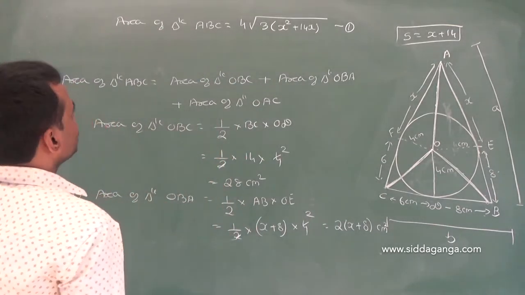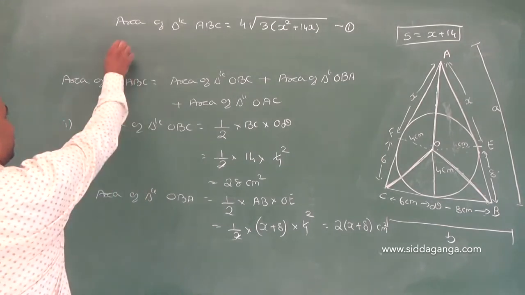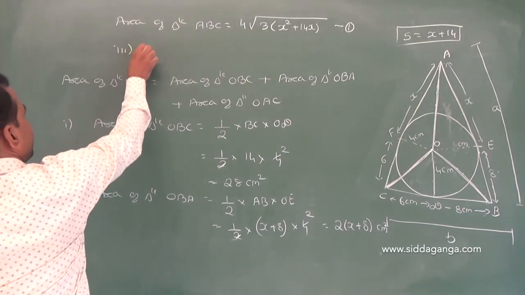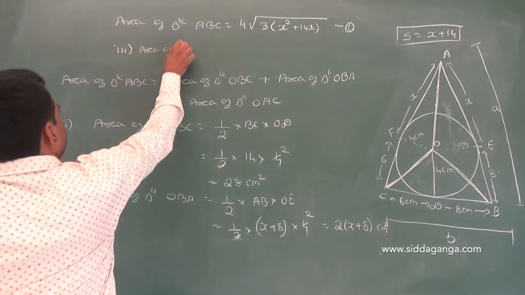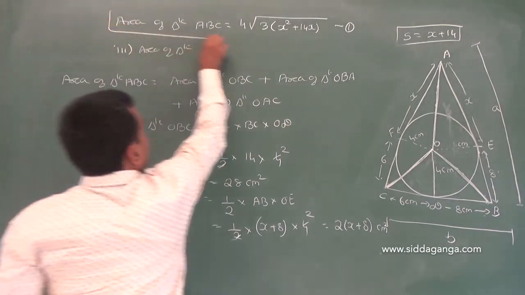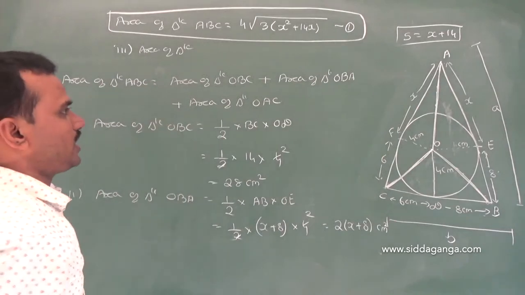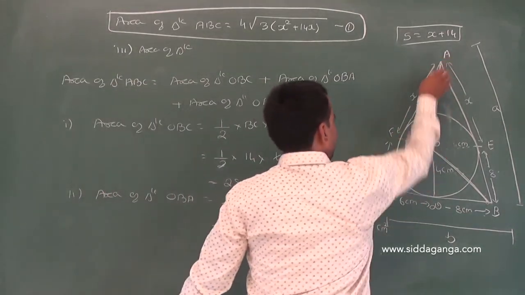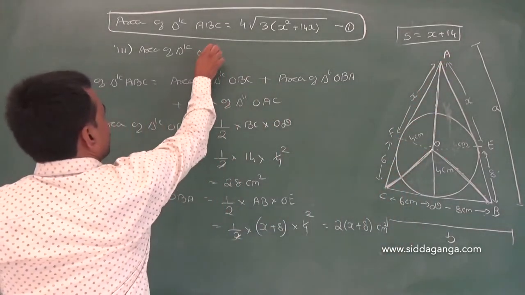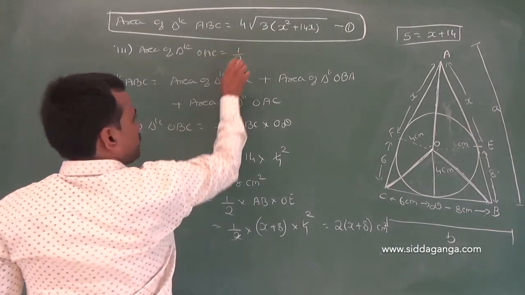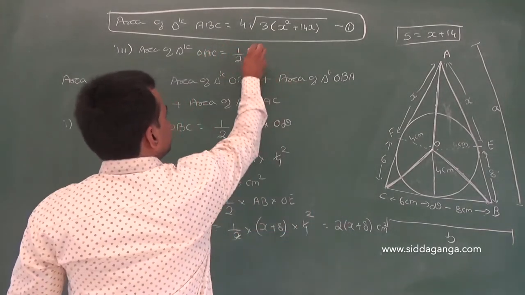Okay. Third one, I write here. Third one, area of triangle. This one we keep as it is, because we use the next one. Area of triangle, which one is it? OAC. OAC, half into base. Base is what? AC.